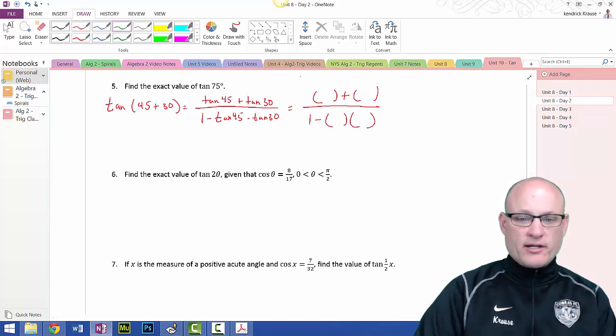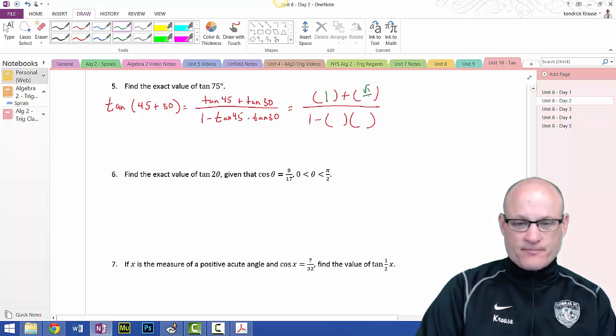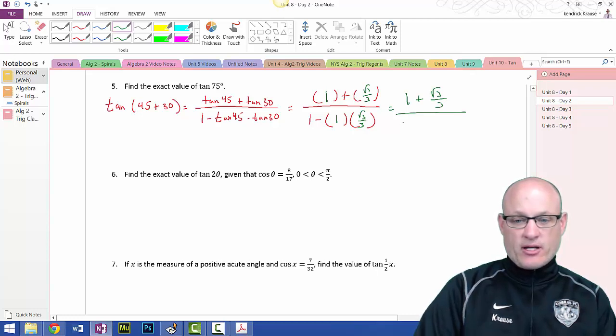Bust out the green, get a little Christmassy color. Let's see, the tangent of 45. Oh, 1. The tangent of 30. Crap. Radical 3 over 3. 1, radical 3 over 3. So in the numerator, I end up with 1 plus radical 3 over 3. And the denominator, I end up with 1 minus radical 3 over 3.